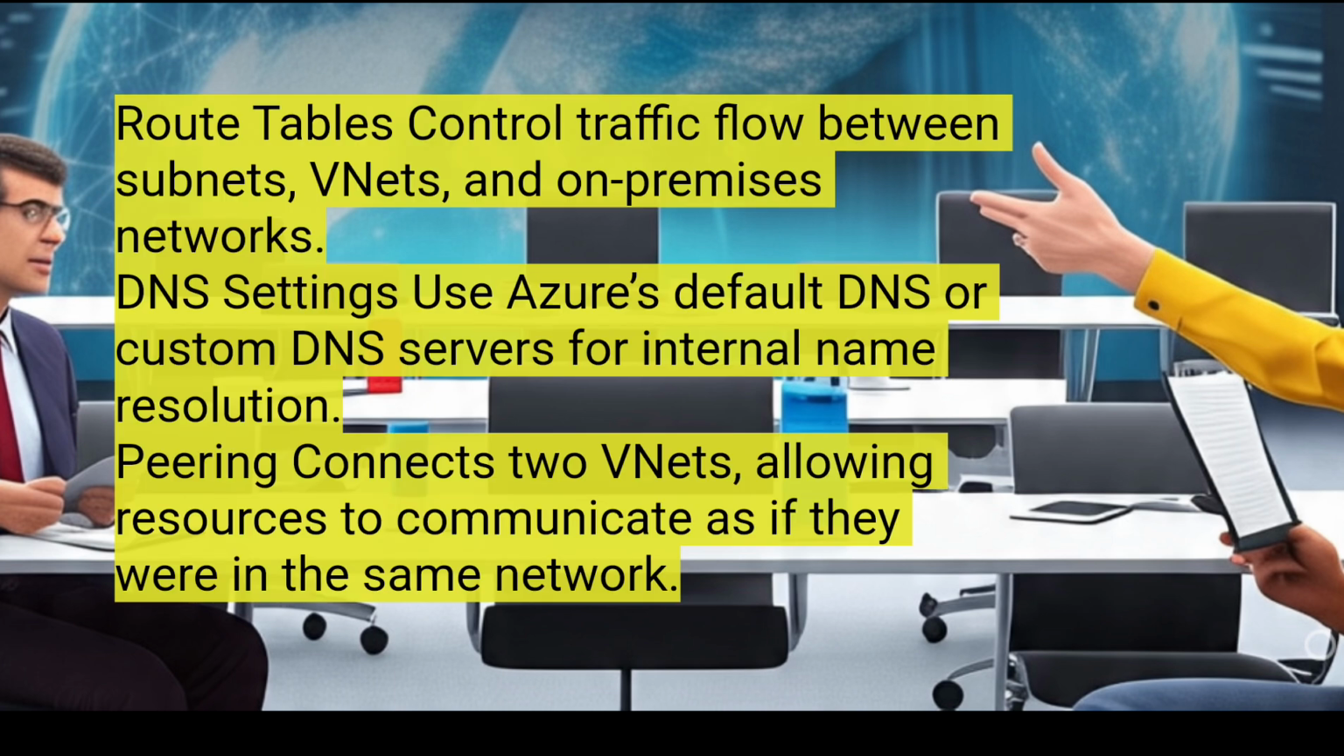Route tables control traffic flow between subnets, VNets, and on-premises networks. DNS settings. Use Azure's default DNS or custom DNS servers for internal name resolution. Peering connects two VNets, allowing resources to communicate as if they were in the same network.